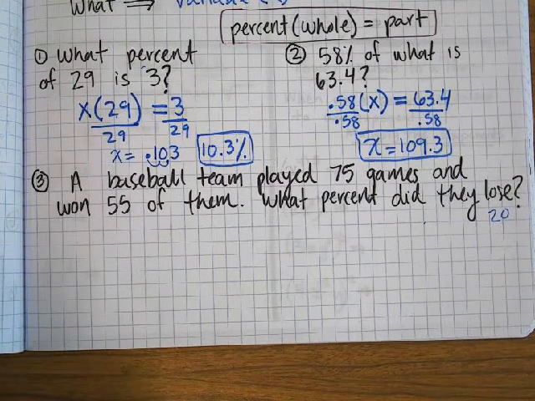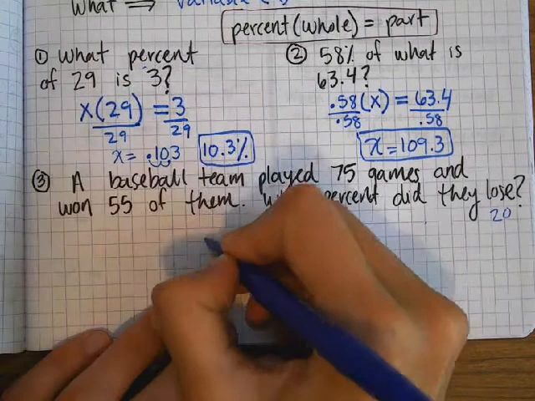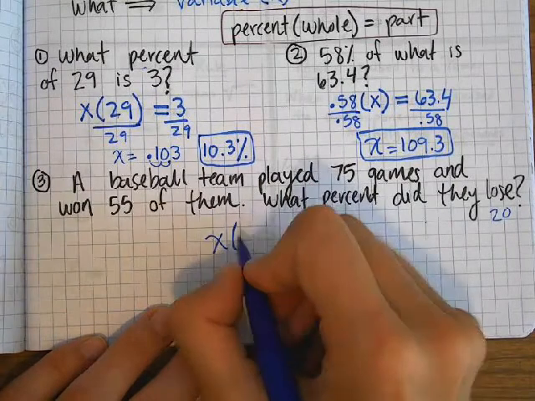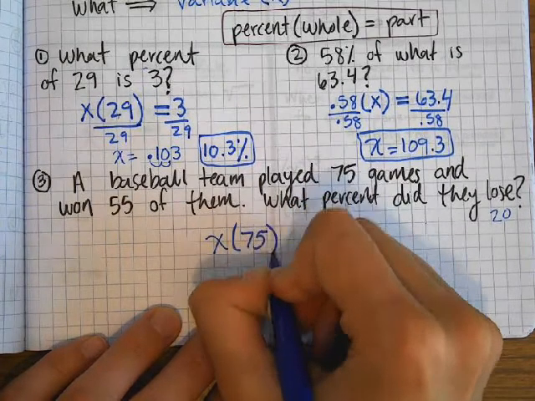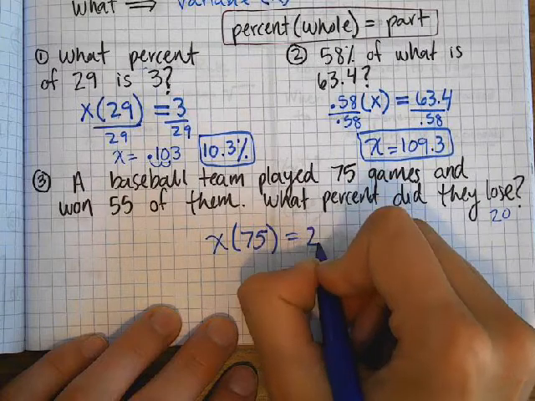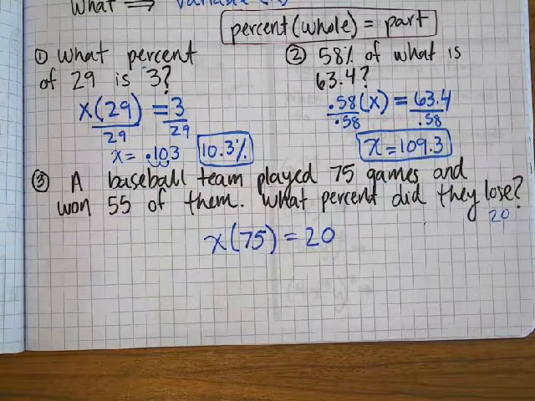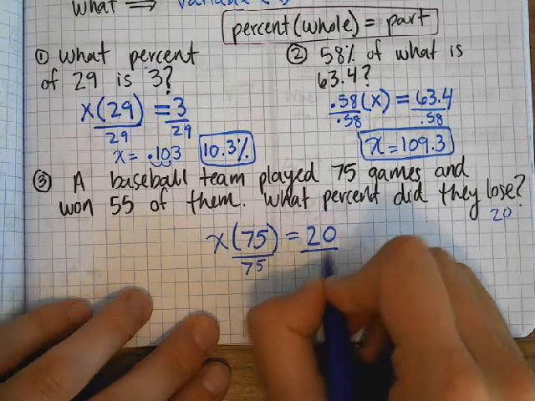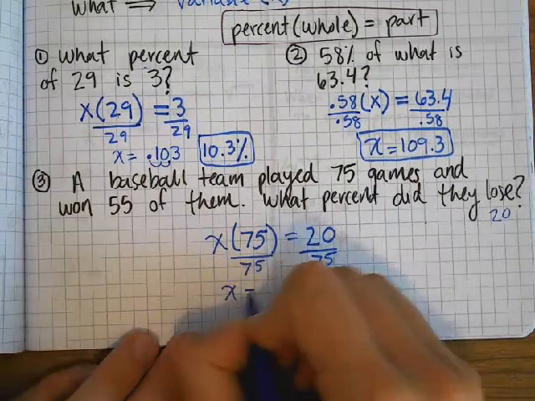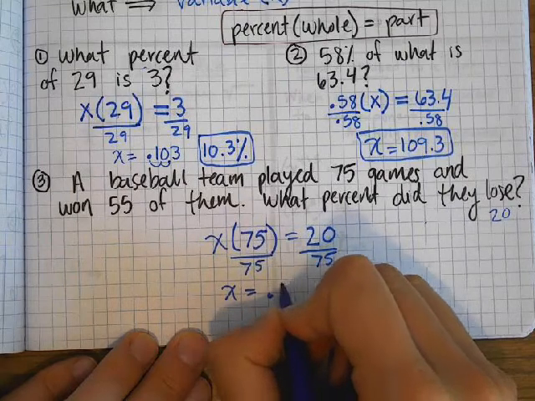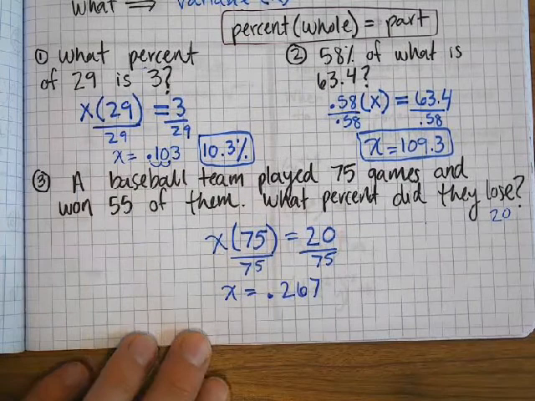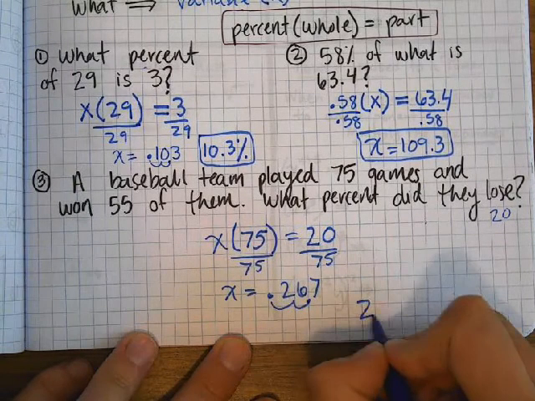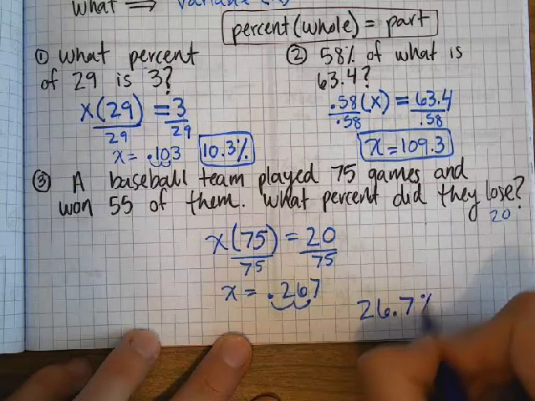Now let's figure out our equation for this. So we want to know what percent. So what percent is going to be x times the whole, how many games they played all together, is the part. That's the amount they lost. Okay. So now we just divide by 75, and x equals, but I want to know the percent. So move your decimal place over twice, 26.7%.